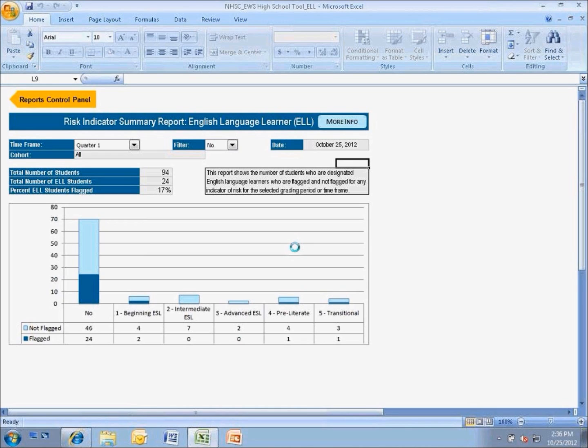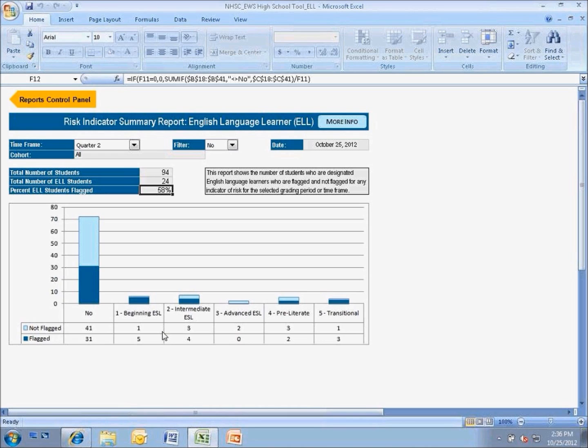So looking at this report, we're going to move over to quarter 2 because that's where we have some more information on grades, GPA in this sample tool. Looking at this report, you would notice right away that nearly 60% of your English language learners are flagged as at risk for one or more of the indicators used by our tool, and also that the students most at risk seem to be those in beginning ESL or in transition.